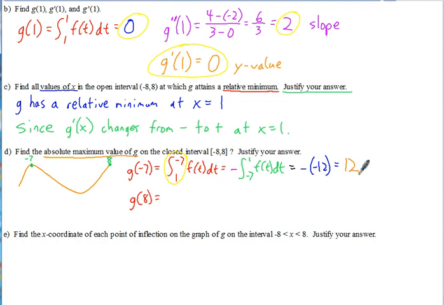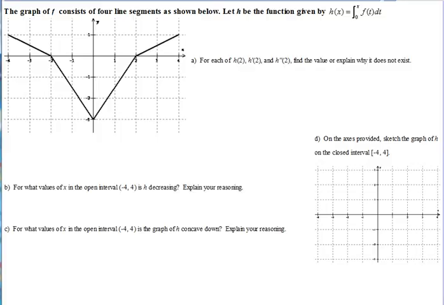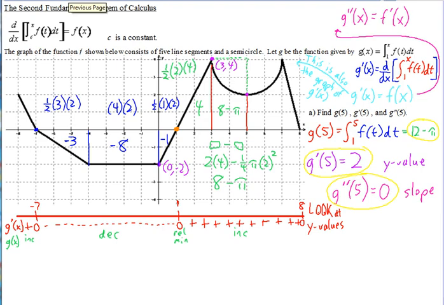Now let's compare that with g of 8. For g of 8, that'd be the integral from 1 to 8 of f(t) dt. This one we don't have to flip the lower and upper limits because they're already in the correct order. So we now have to find the area under the curve from 1 to 8. We have part of that already. Go back to the graph here. We already know what it is from 1 to 5.